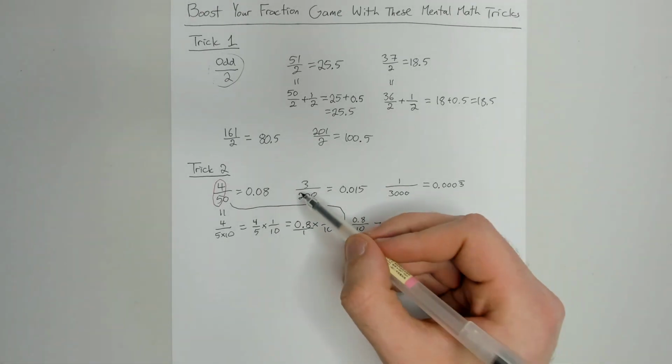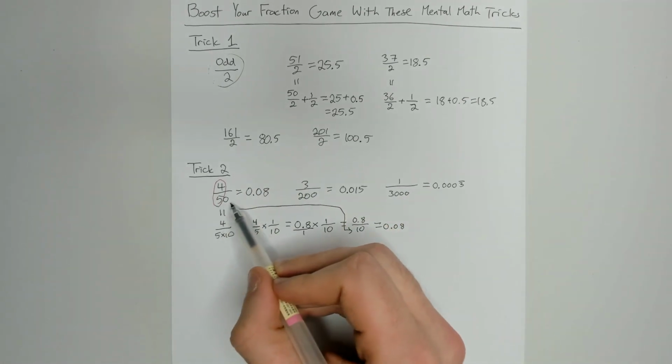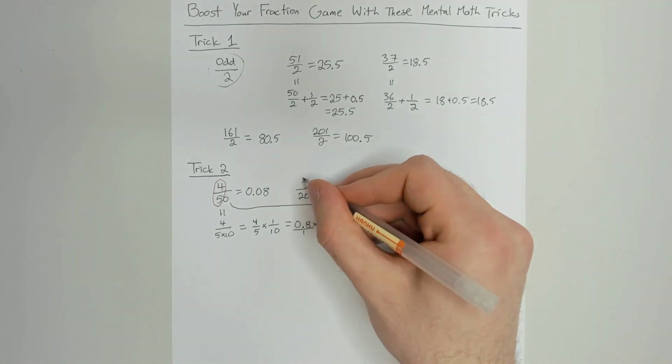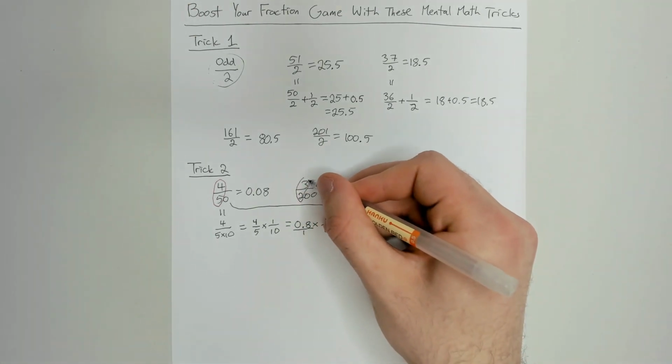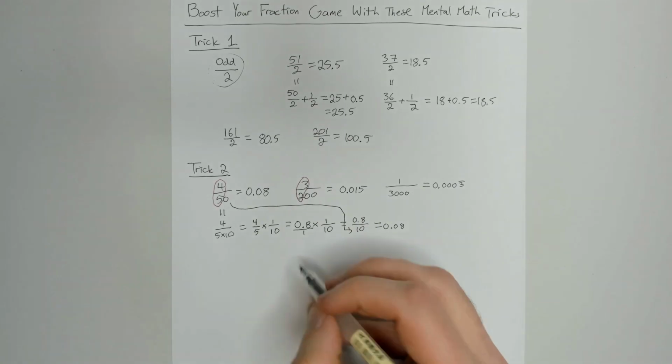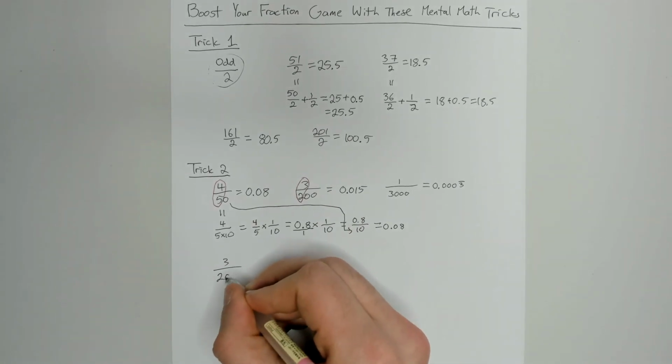If you have something where your denominator is a multiple of 10 or 100 or 1,000 and so on, then you can just ignore the zeros in there and look at the part without the zeros, and if that's a fraction that you can do in your head, then you can use this trick. So in this example, I'll write this down here, 3 over 200.